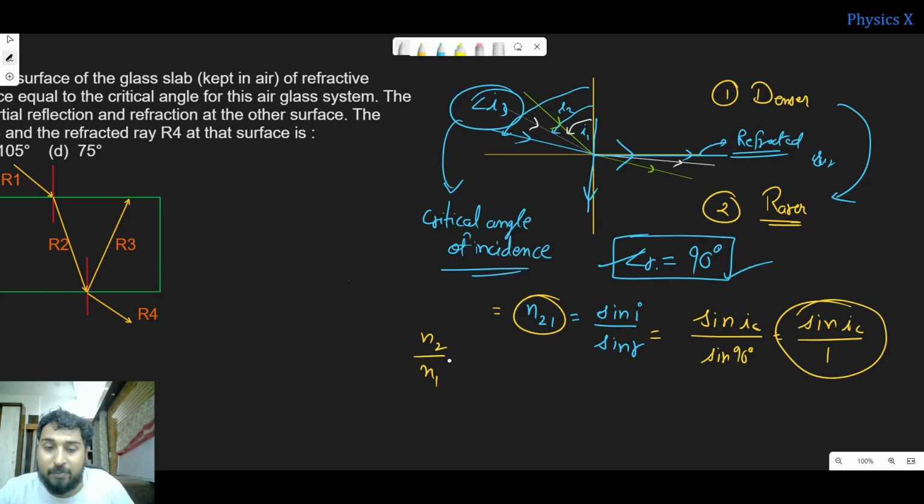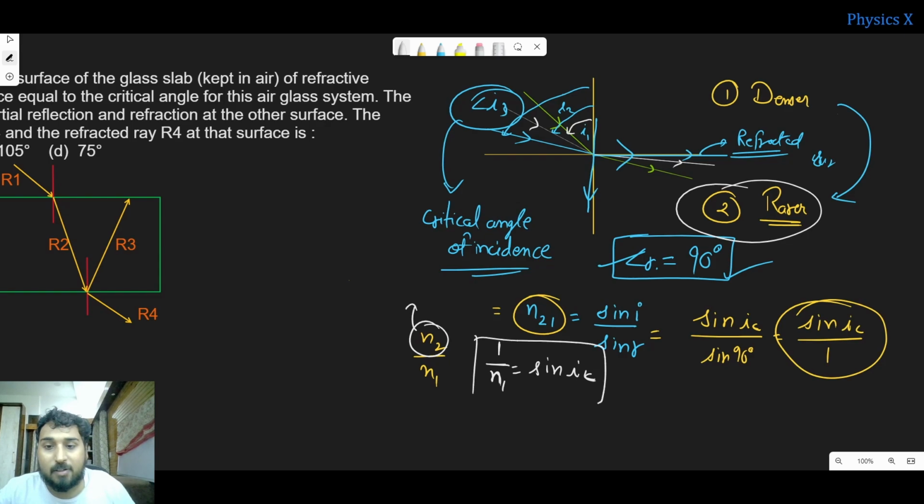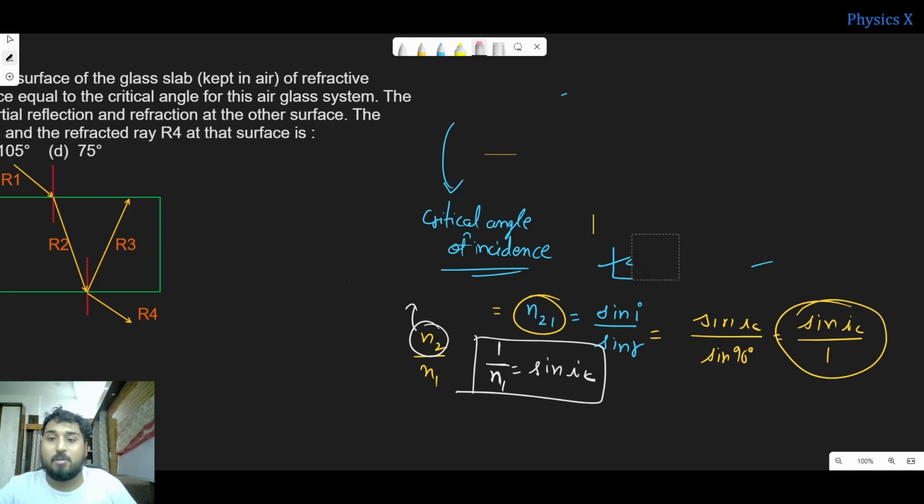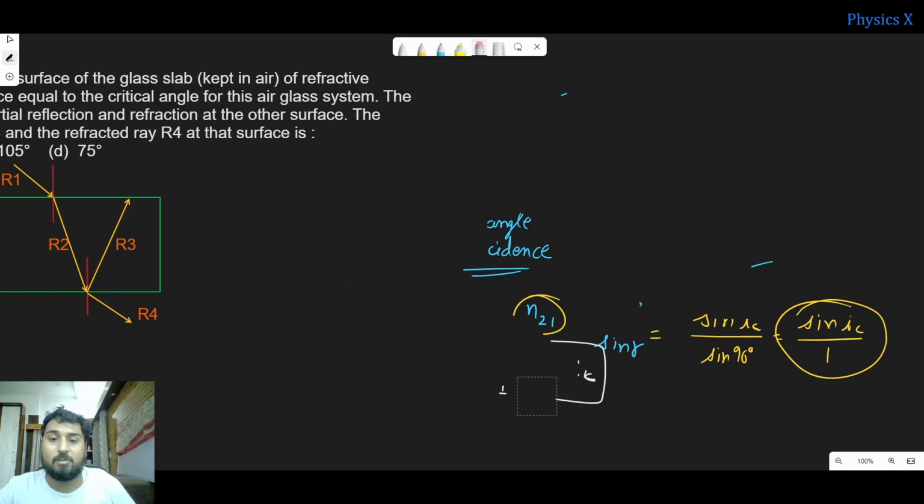So this is the meaning, right? If the rarer medium is air, then n2 is the refractive index of air, which is 1. So 1 by n1 is sin ic. Understood? So that is how Snell's law gets modified when we talk about the critical angle. Okay, so this is the point which I wanted to tell you. So let us now go back to this problem.